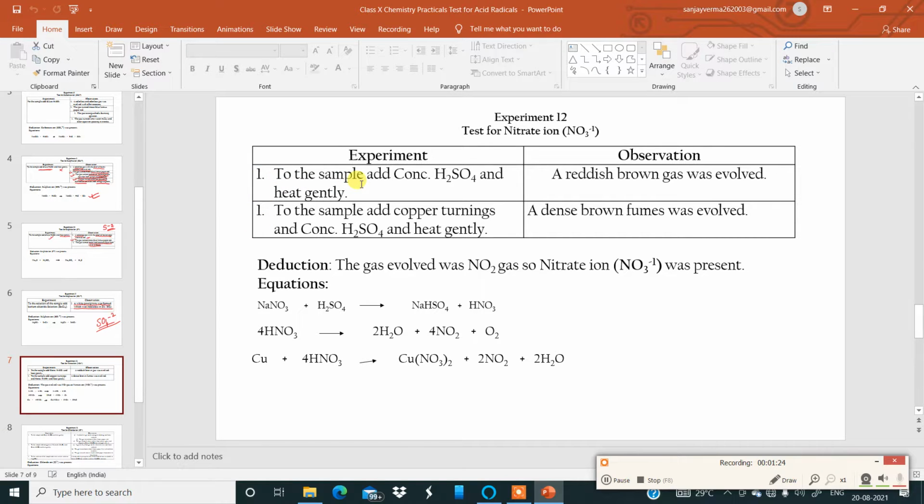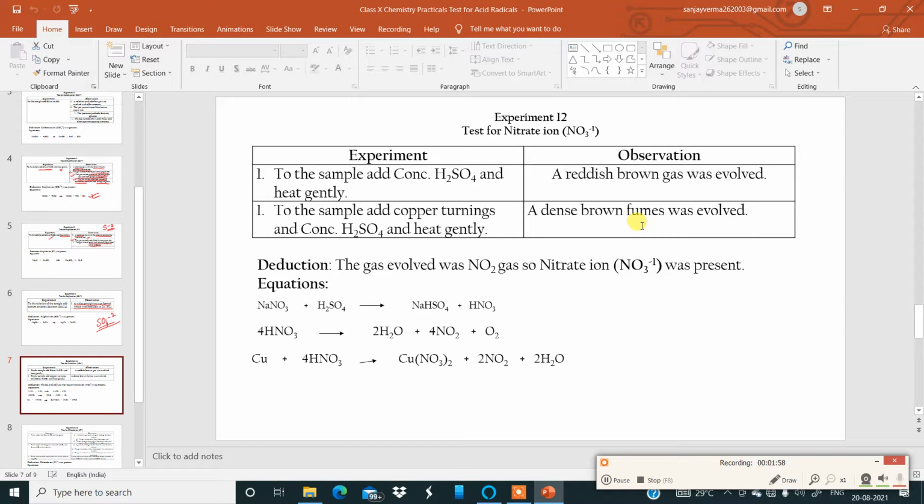To the sample, first I will add concentrated sulfuric acid and heat gently. Then after heating gently, a reddish brown gas will be given out. That is the first thing to perform. Again, to the same nitrate sample, we add copper turnings and then concentrated sulfuric acid and again heat gently. In this case, we get dense brown fumes due to the evolution of nitrogen dioxide gas, which confirms the presence of nitrate in the sample.